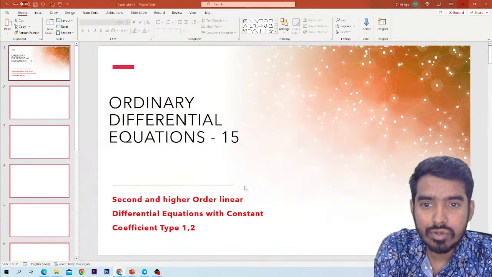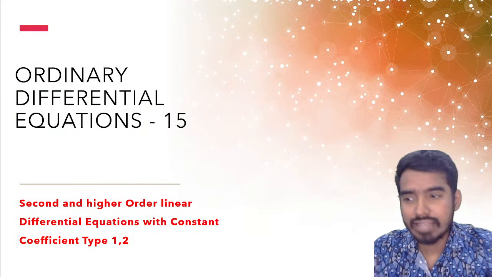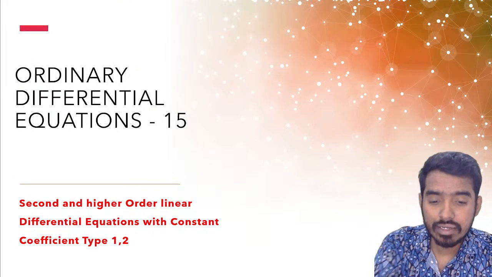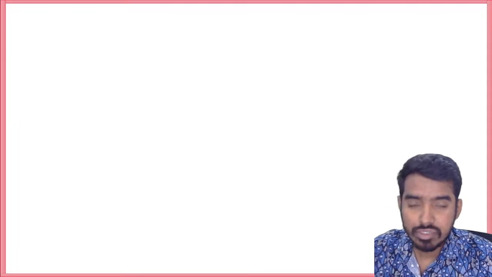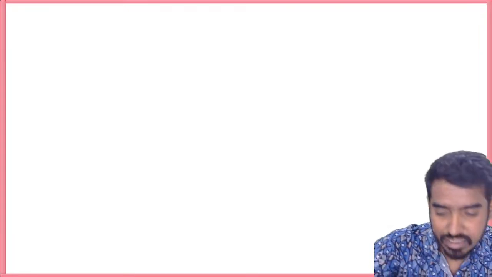Now in this class, we're going to move on to type 1 and type 2, right? I had to complete type 1 and type 2 in this class. If not, we'll complete type 1 in this class. Type 0 is RHS is 0. Type 1 is RHS is e power ax, right? So we'll start type 1.